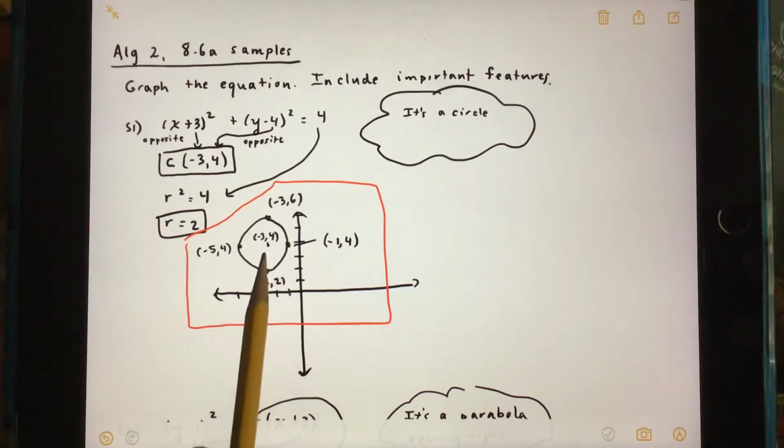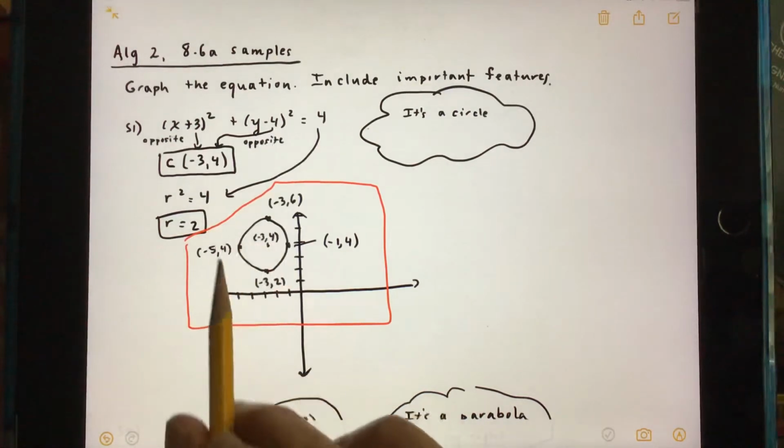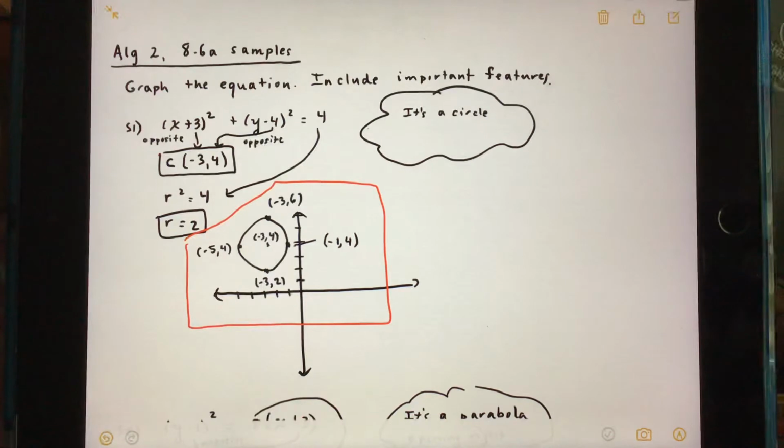So now I'm going to start at the center of my circle. I'm going to count off 2 to the right, 2 up, 2 to the left, and 2 down. Put points at all of those locations. Draw my circle through those points that are 2 to the right, 2 up, 2 to the left, and 2 down from my center. And then I'll go about labeling my points.